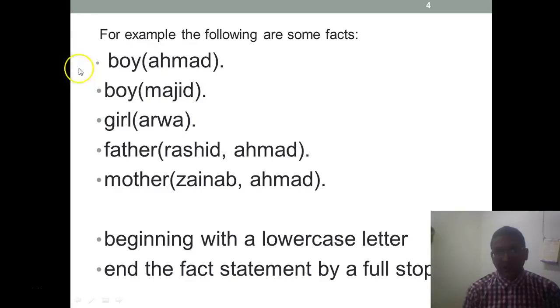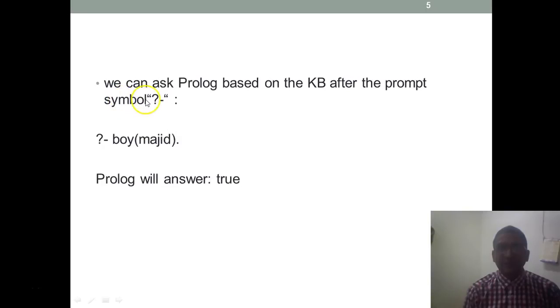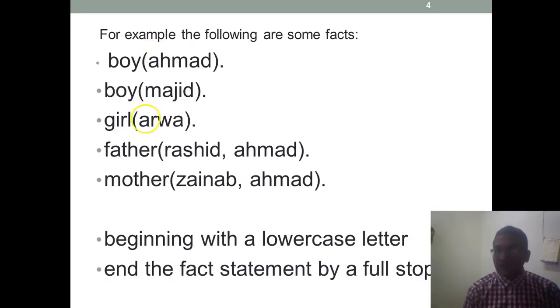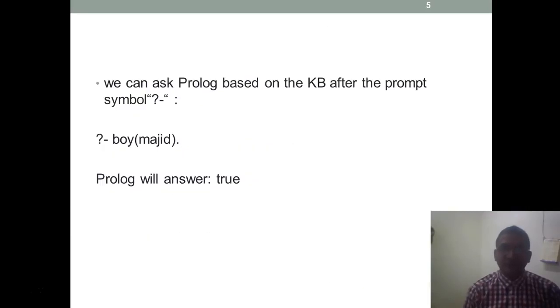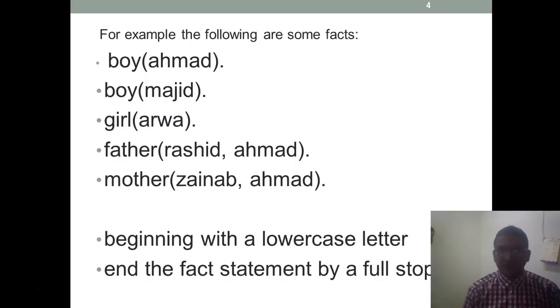Once you have created the knowledge base, then we can ask a query to PROLOG based on the knowledge base after the prompt symbol. For example, if you ask the query boy Majid, that means is Majid a boy? Based on the given facts, you will get the answer true. Similarly, if I ask, based on the given facts, is Rahima a girl? If you look at this knowledge base, there is no information about Rahima, so PROLOG will return the answer false.